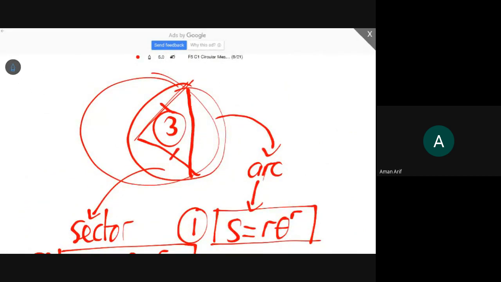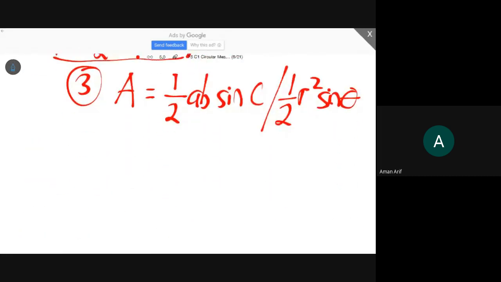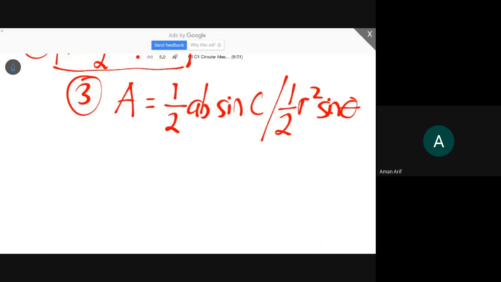Mengapa segi tiga sama kaki, guys? Why is it isosceles triangle? Can anyone explain to me? Mengapa yang ni segi tiga? Yes, because the radius sama nilai. Okay, R, R dengan R. Okay, very good. So, kamu boleh guna mana-mana formula kat bawah ni. Both also same, no different.